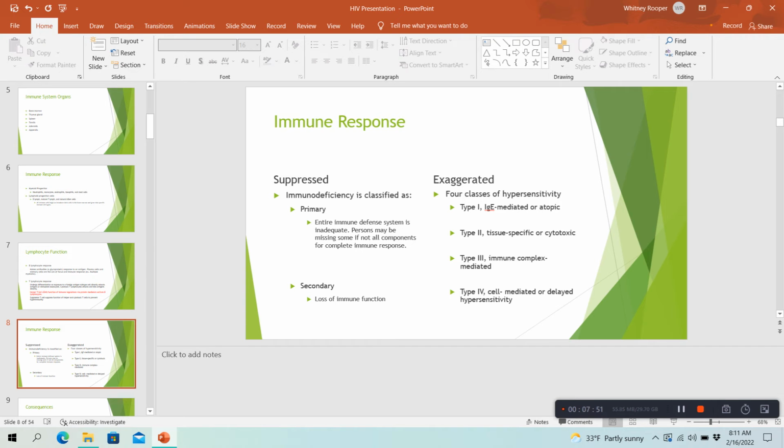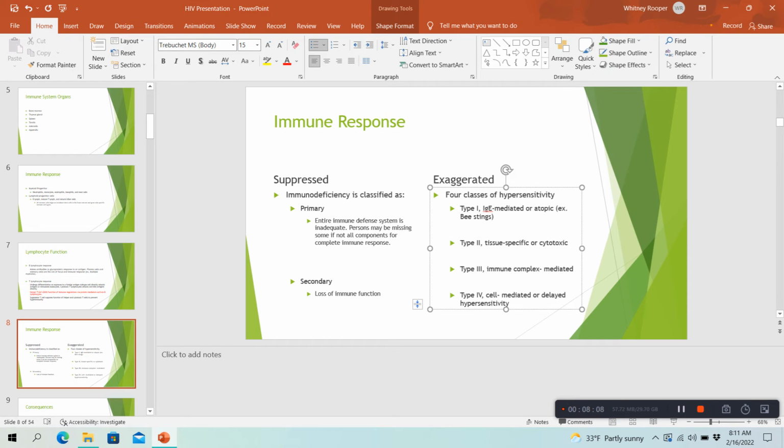But what you have is just the different types of hypersensitivity. So people that may have allergies to bee stings would fall into a type 1 category. Maybe those that have autoimmune diseases could fall into type 3 and so forth.